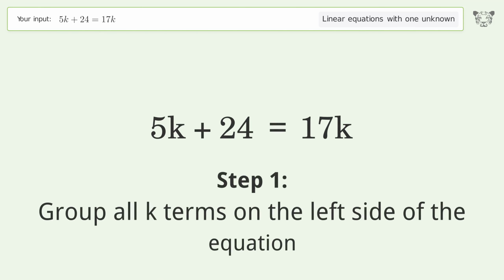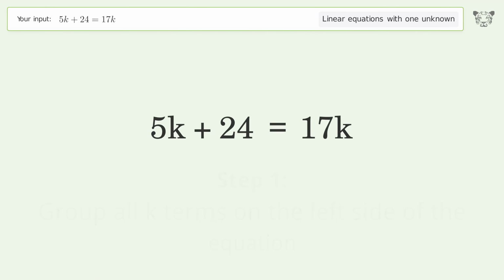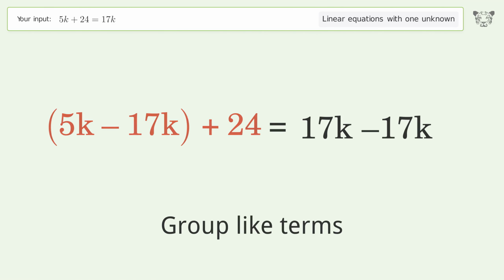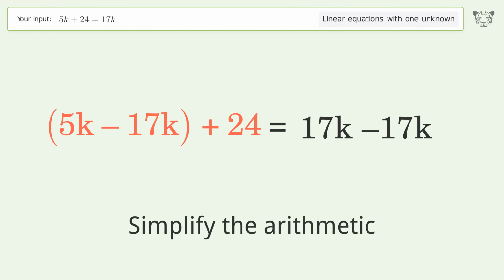Group all k terms on the left side of the equation. Subtract 17k from both sides. Group like terms. Simplify the arithmetic.